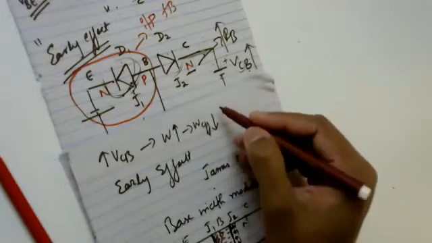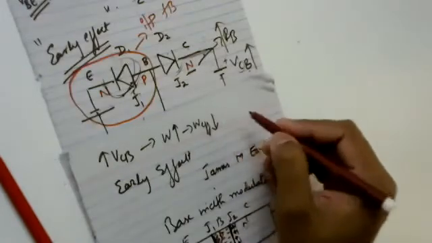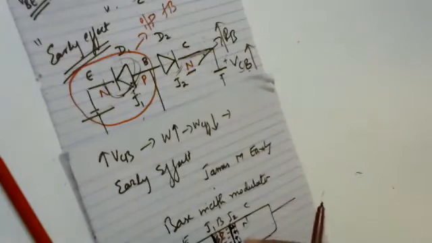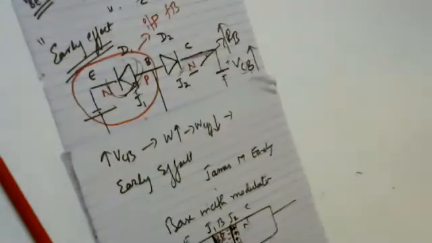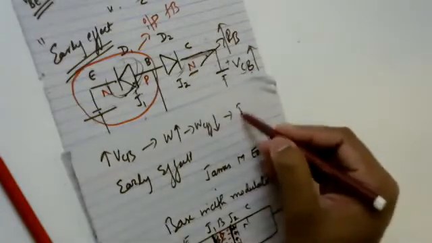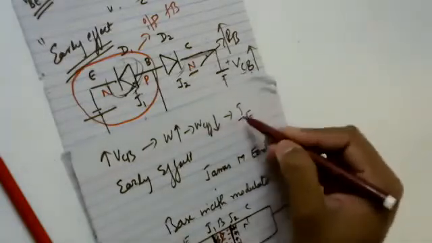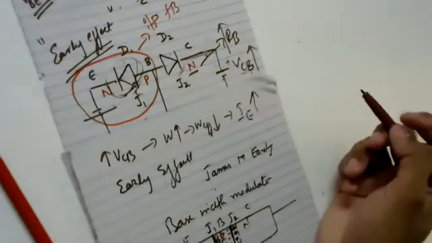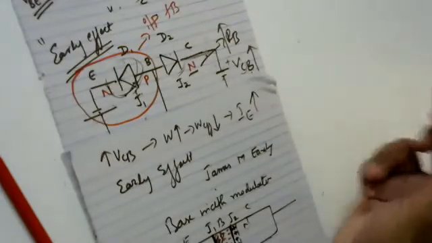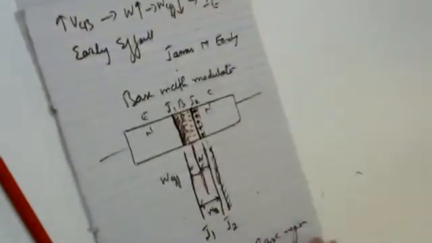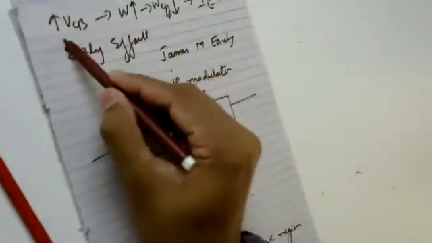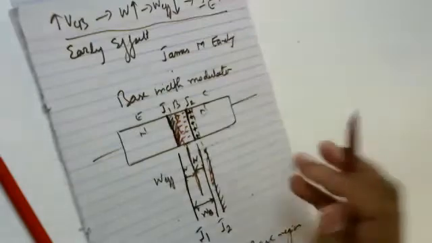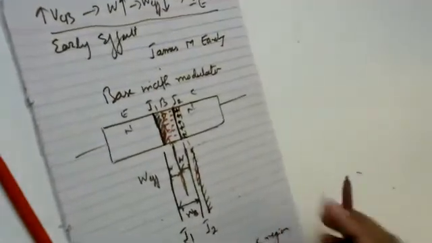Now, since your W effective is going to decrease, what does it make? It means here electrons are seeing more. So it means your IE is going to increase. Your IE is going to increase. I simply mean to say, now I'll make you understand this early effect with the help of a graphical representation.